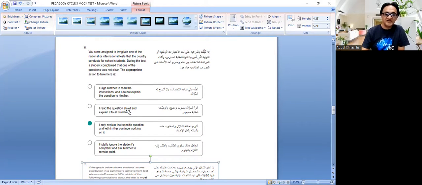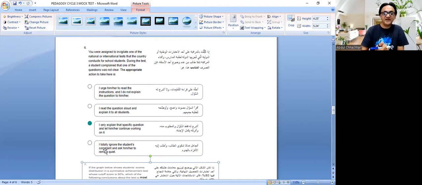I read the question aloud and explain it to all students. I totally ignore the students. Number 4 is completely wrong. I read the question aloud. You cannot read it aloud because the problem has only one student.